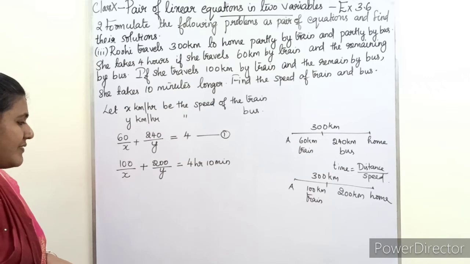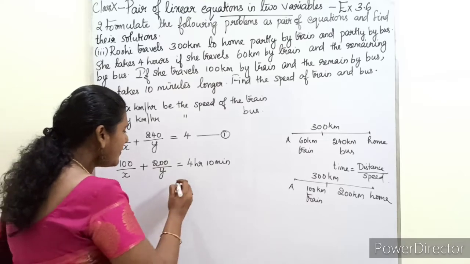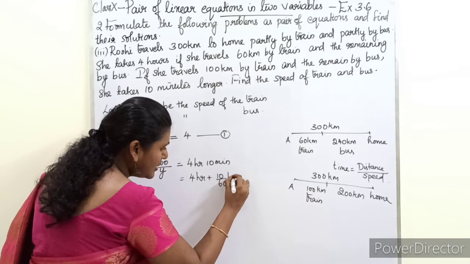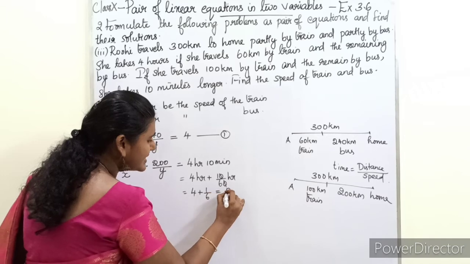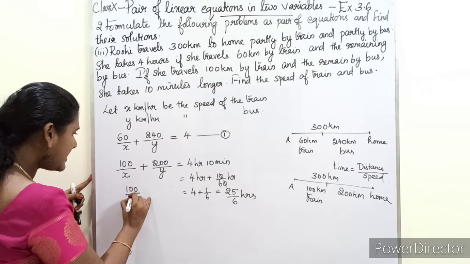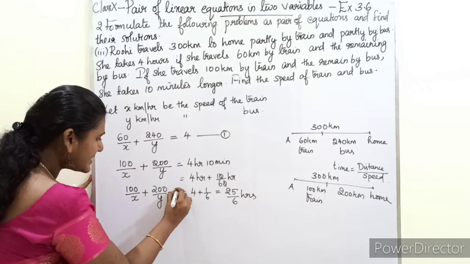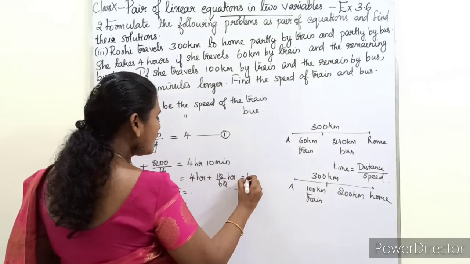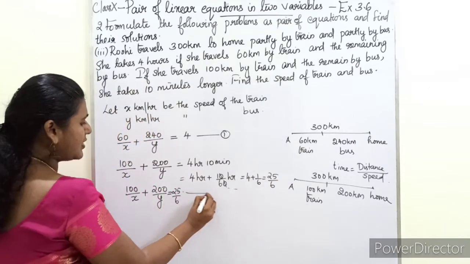So here what we have to do, this 10 minutes also we have to convert into hours. Okay, so we will change this as 4 hour plus 10 by 60 hour. So we can cancel this, that is 4 plus 1 by 6. 4 plus 1 by 6 is 25 by 6 hours. Okay, so the second equation is 100 by x plus 200 by y is equal to 25 by 6. So this is the second equation we got.